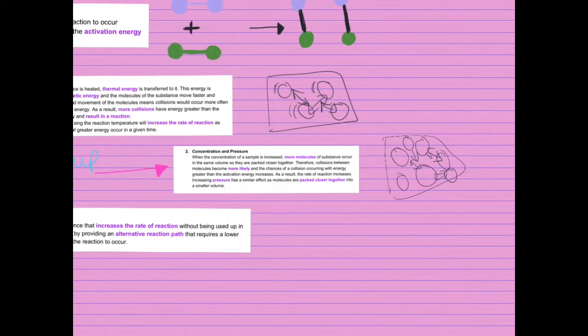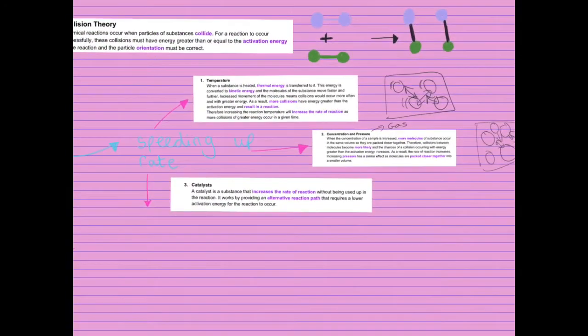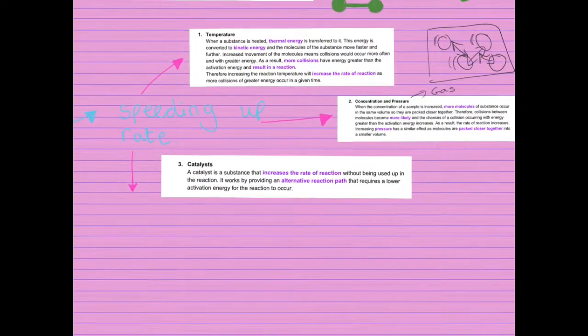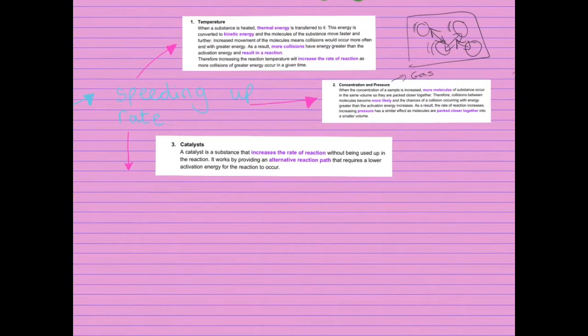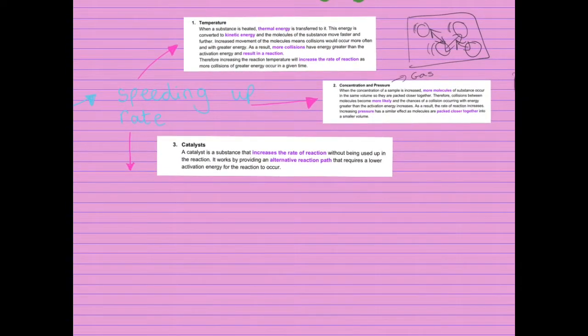Okay, pressure just applies to gases, it's the same kind of thing. Gas pressure tends to be that you force it down into a smaller area, but it's the same kind of thing. The particles have less space, so are more likely to collide. Then catalyst. Okay, a catalyst is a substance that increases the rate of reaction without being used up. It provides an alternative energy path.